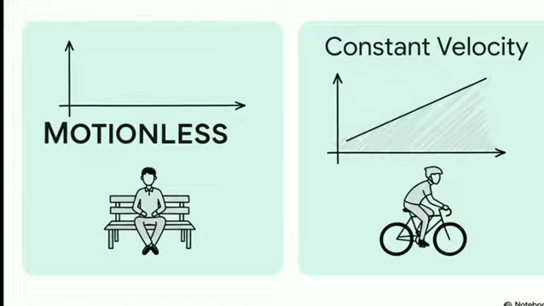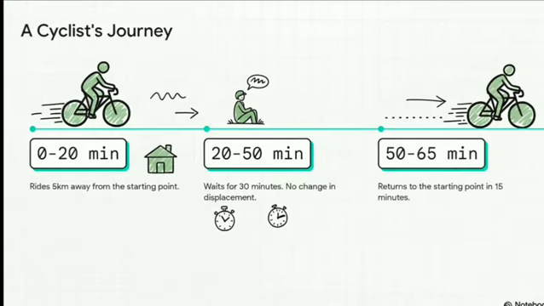Okay, let's put this into practice with a real-world example from our source material. We've got a cyclist's trip broken down into 3 super simple stages. They ride out, they take a rest, and then they ride back. It's a simple story, right? So let's see what it looks like as a graph.